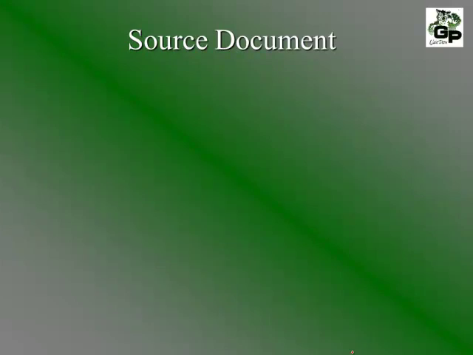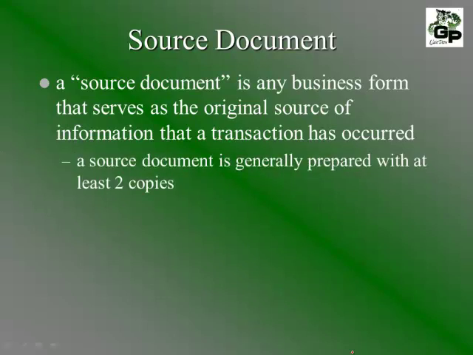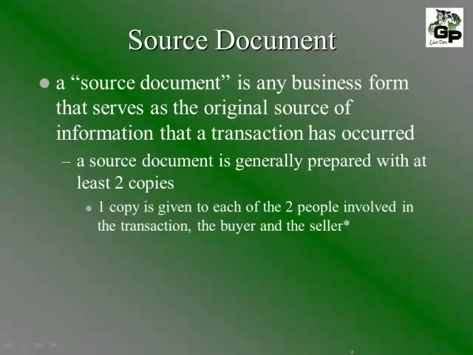First of all, let's talk about what is a source document. It's any business form that serves as the original source of information that a transaction has occurred. This is proof, physical proof, that a transaction has actually occurred. A source document is generally prepared with at least 2 copies. One copy is given to each of the 2 people involved in the transaction, which is the buyer and the seller.